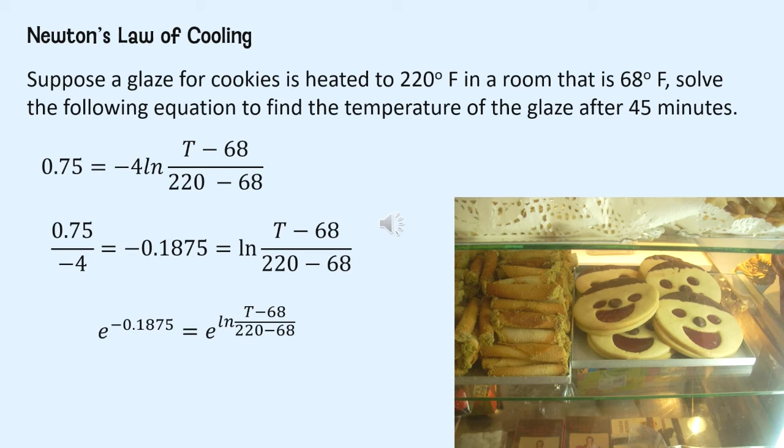Now the -4 is relative to the substance that is cooling, and that is multiplying natural log of the rational expression T minus 68 divided by 220 minus 68. Notice 68 is the temperature of the environment, the room. 220 is the original temperature of the substance. Working from the inside out, we want to first divide by 4. So when I divide by 4, I get -0.1875, and that's set equal to the natural log of T minus 68 over 220 minus 68.